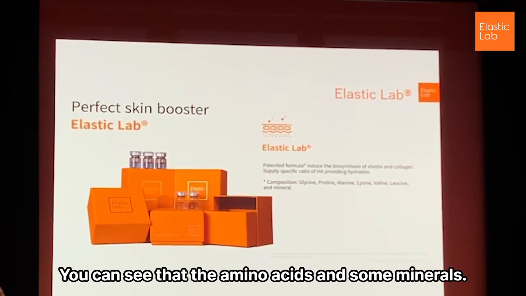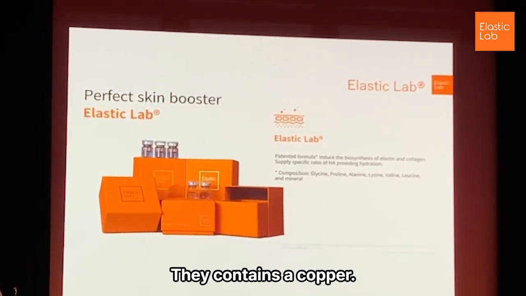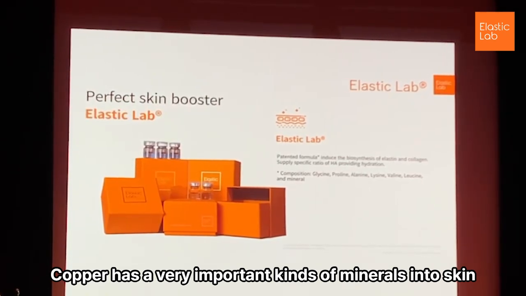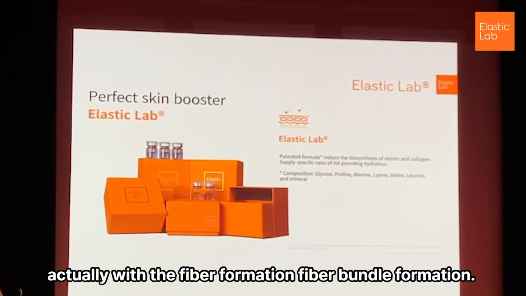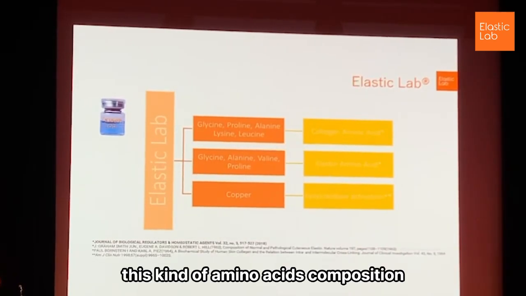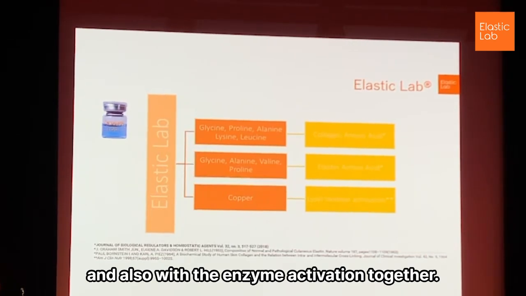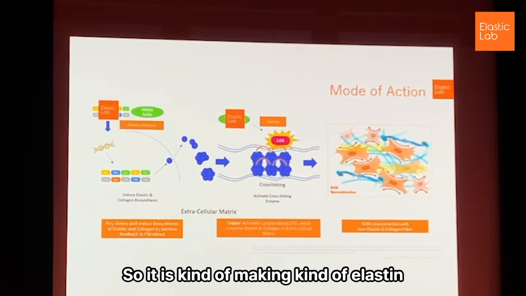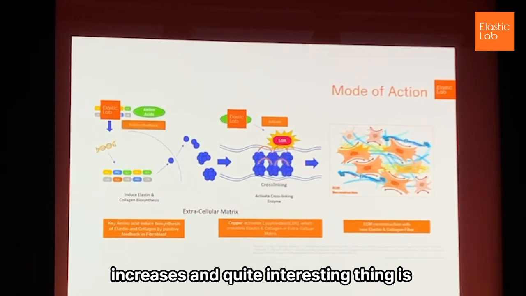Its composition is very simple. You can see that it is just amino acids and some minerals. The characteristic is that it contains copper. Copper is a very important rare mineral in the skin that reacts with fiber formation, fiber bundle formation. So it has this amino acid composition and also the enzyme activation together, making elastin and collagen fiber production increase together.